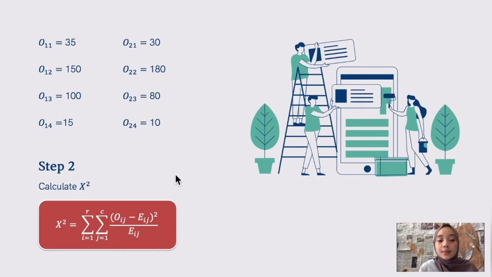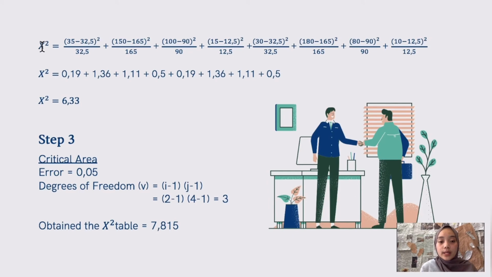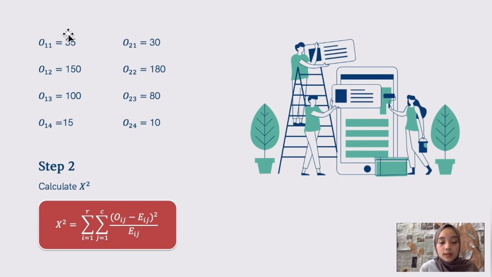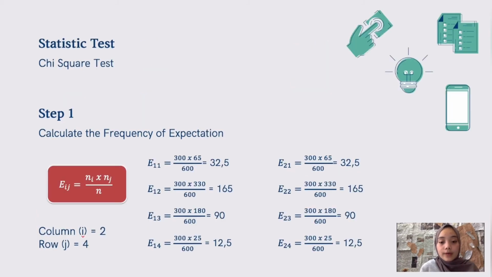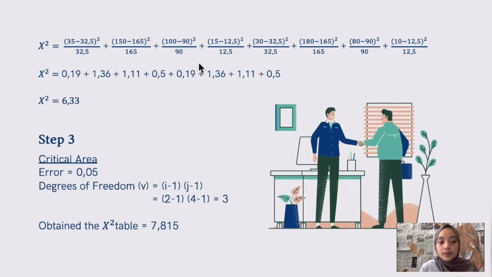Okay, for step 2, we can calculate the chi-square. This is the formula of chi-square. We get the first term as 35 minus 32.5, squared, divided by 32.5. The 35 we get from O11, and the 32.5 we get from E11, then the others likewise. So we can get the chi-square as 6.33.